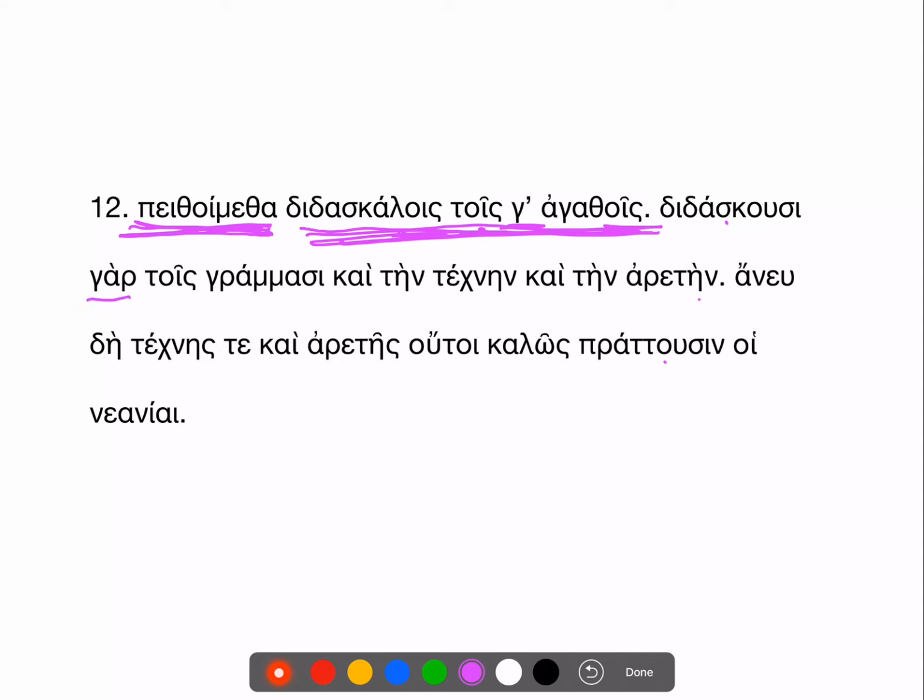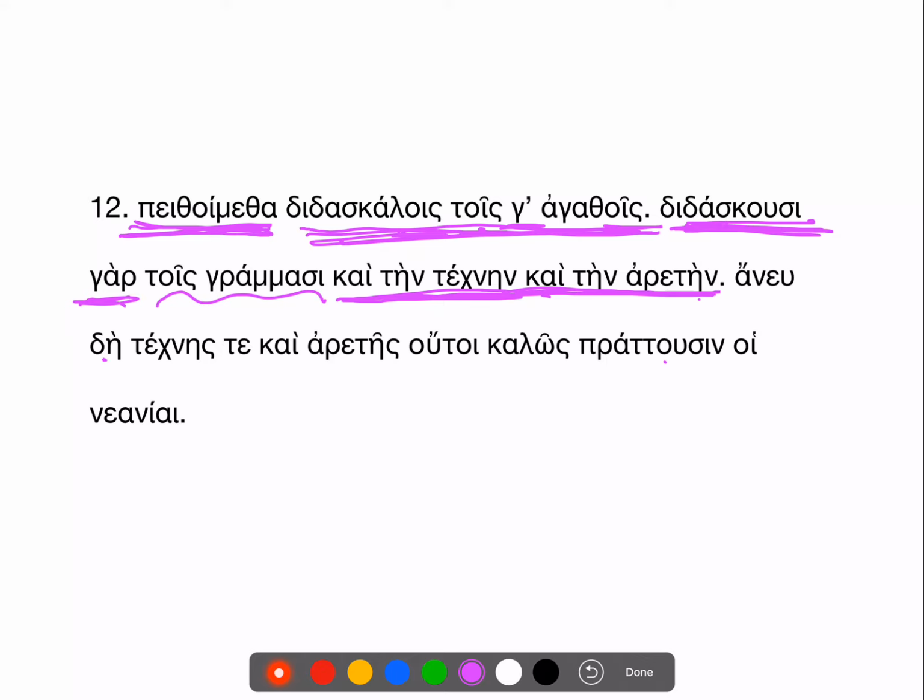Why? Gar. Okay, for, and this is just present indicative active, for they teach. What do they teach? This is accusative. Kai ten technen, kai ten areten. For they teach, or for they are teaching, both skill and virtue, tois grammasi, I think that's a dative of means, with letters.